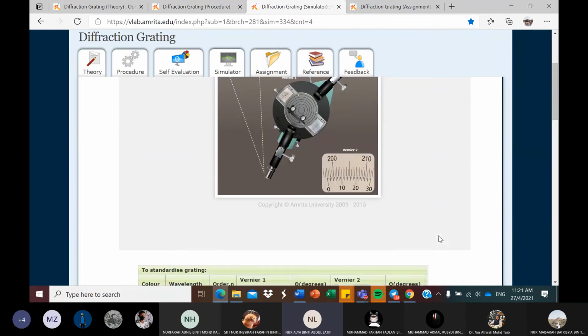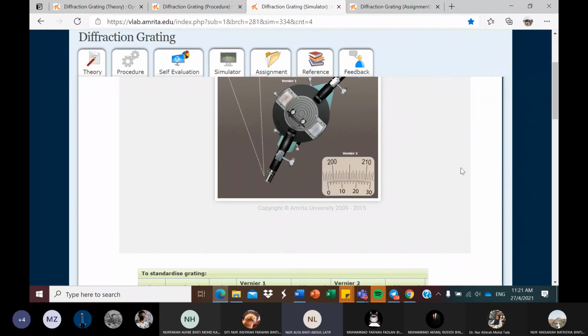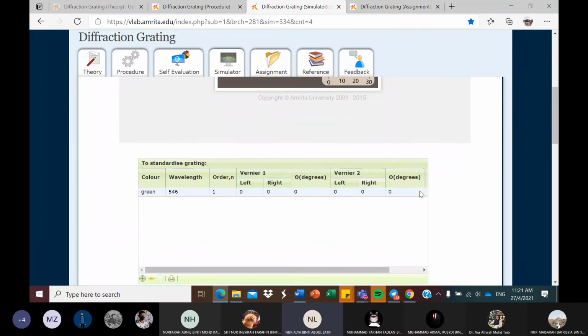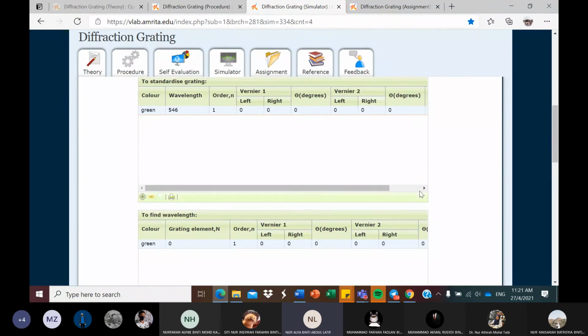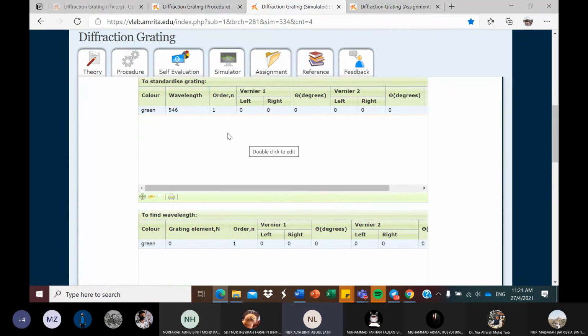From the adjustment and the experiment that we have done just now, for the green first, our aim is to get the grating element of the green color, so we can standardize the grating element for other colors, such as yellow, blue, green, violet 1 and violet 2.